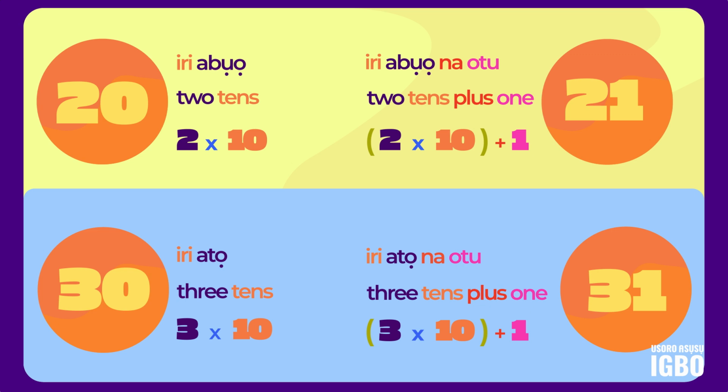31 is iri atọ na otu. Iri atọ means 30, which is 3 tens. Na, in this context, means plus. Otu means 1. 30 plus 1, 31. Iri atọ na otu. So with this pattern in mind, let's count from 20 to 99.